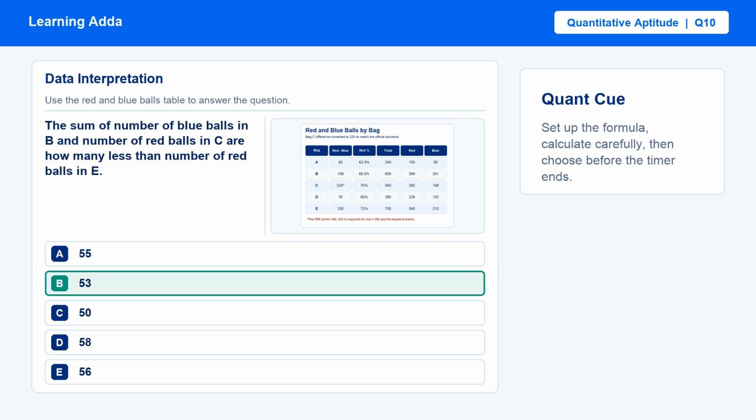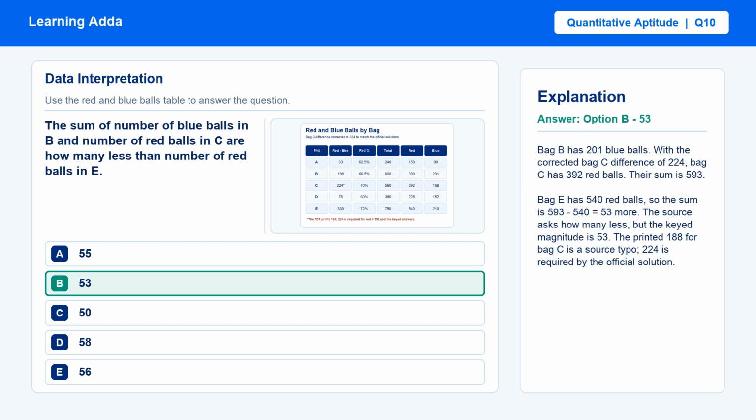The answer is option B, 53. Bag B has 201 blue balls. With the corrected bag C difference of 224, bag C has 392 red balls. Their sum is 593. Bag E has 540 red balls. So the difference is 593 minus 540 is equal to 53 more. The source asks how many less, but the keyed magnitude is 53. The printed 188 for bag C is a source typo, 224 is required by the official solution.